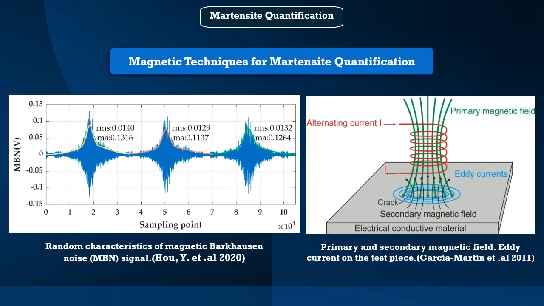In contrast, magnetic measurement techniques like Barkhausen noise and eddy current techniques offer a promising non-destructive alternative, but these too require robust calibration models to translate magnetic signatures into quantitative martensite fractions. This is where data-driven modeling and AI-based optimization come in, enabling us to build predictive tools that are both interpretable and practically usable.